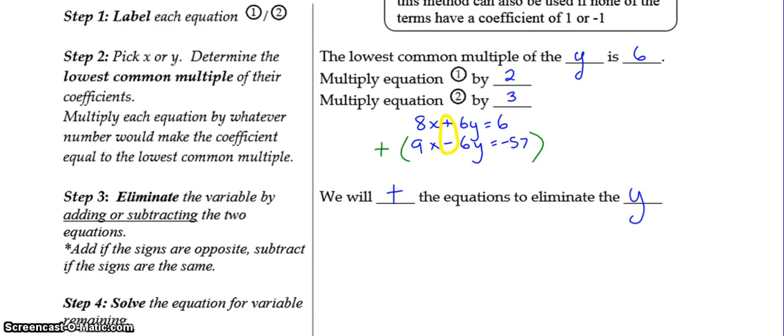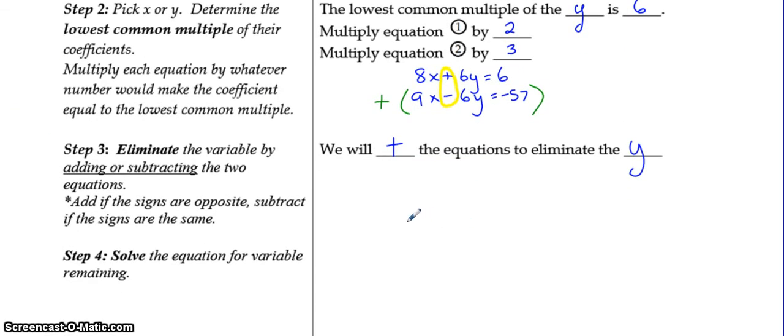So when you add those two equations together, you will get 17x equals negative 51. Divide both sides by 17. And that leaves you with x equals negative 3.